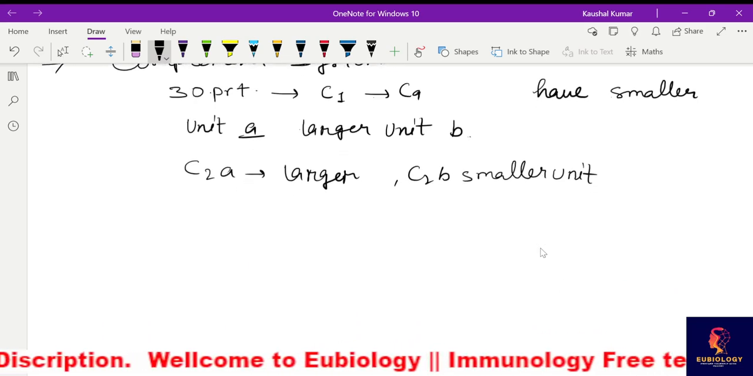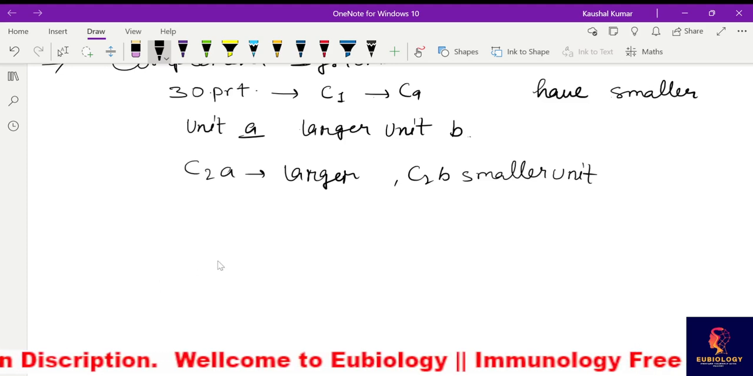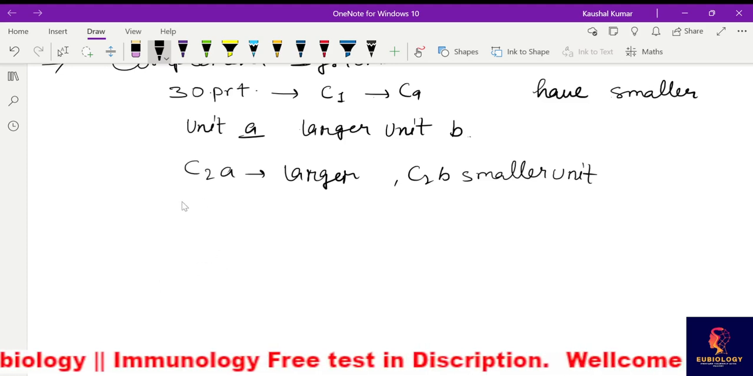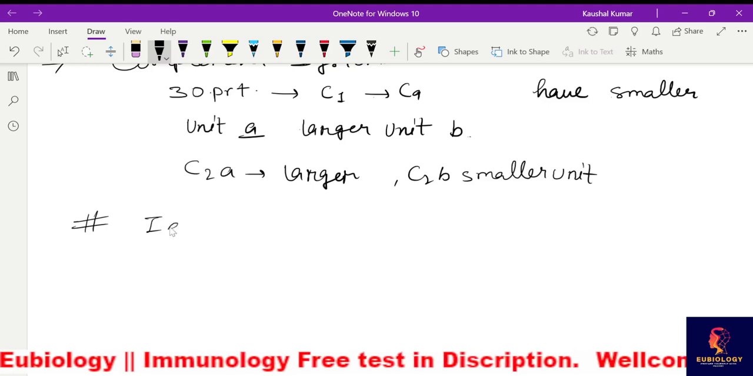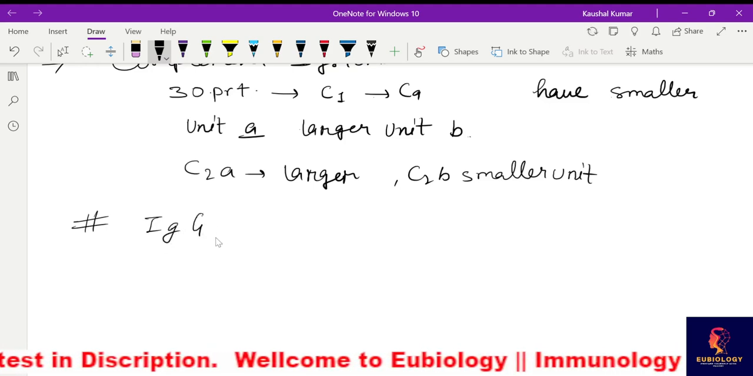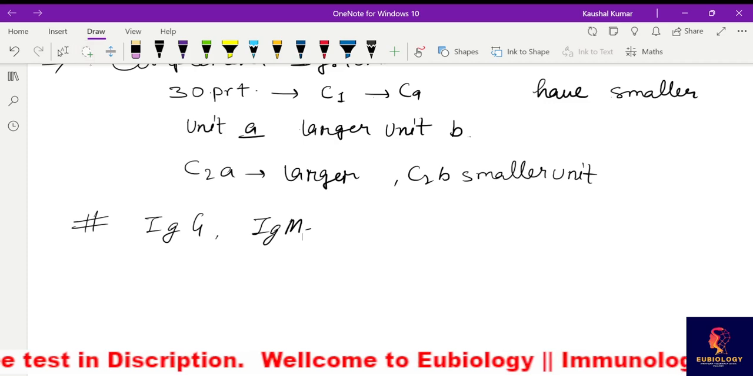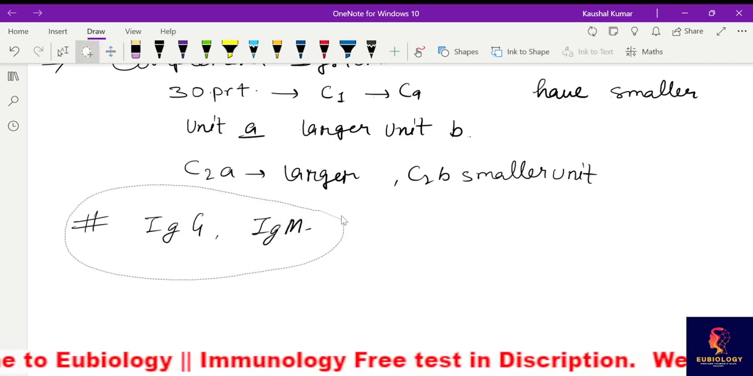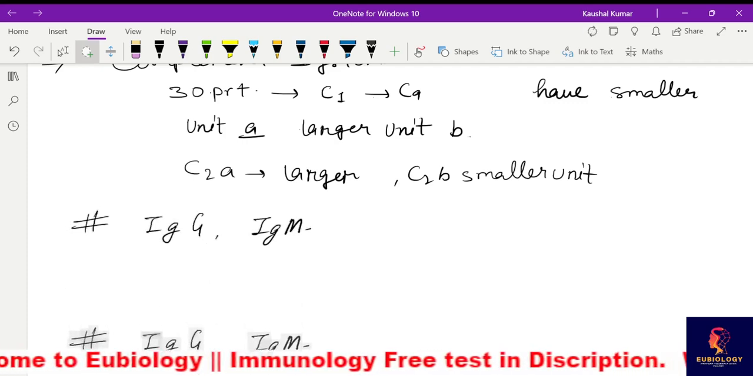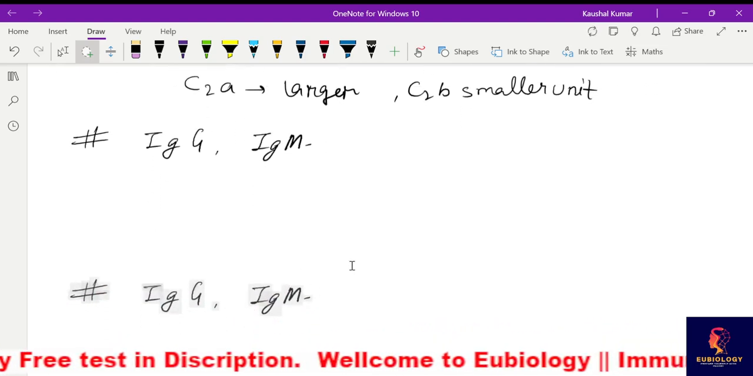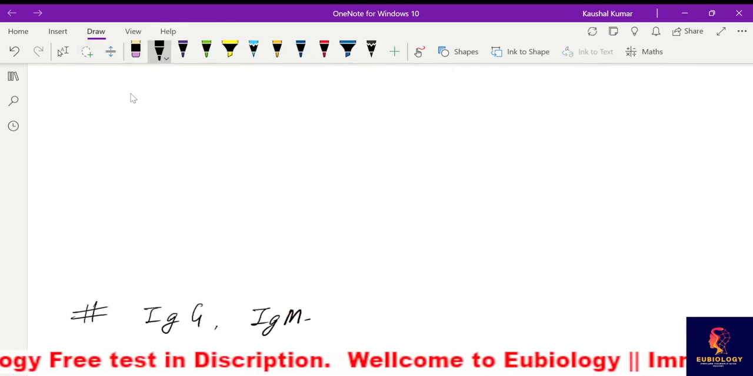I'm going very superficially, touching only the top layer of the complement system. I'm not going very deep into this. It begins with IgG or IgM. These are the antibodies involved in the classical pathway. The complement system has three parts. I will give you a brief idea of how it will work.